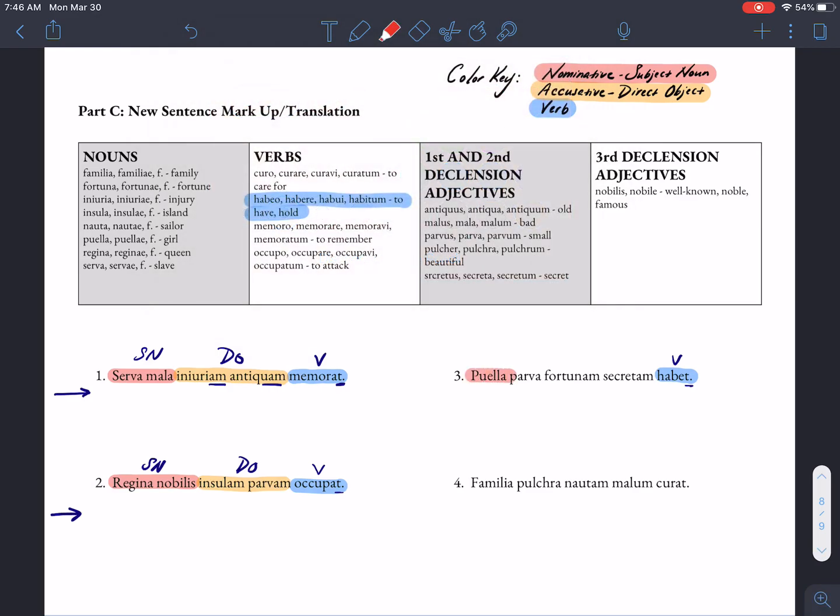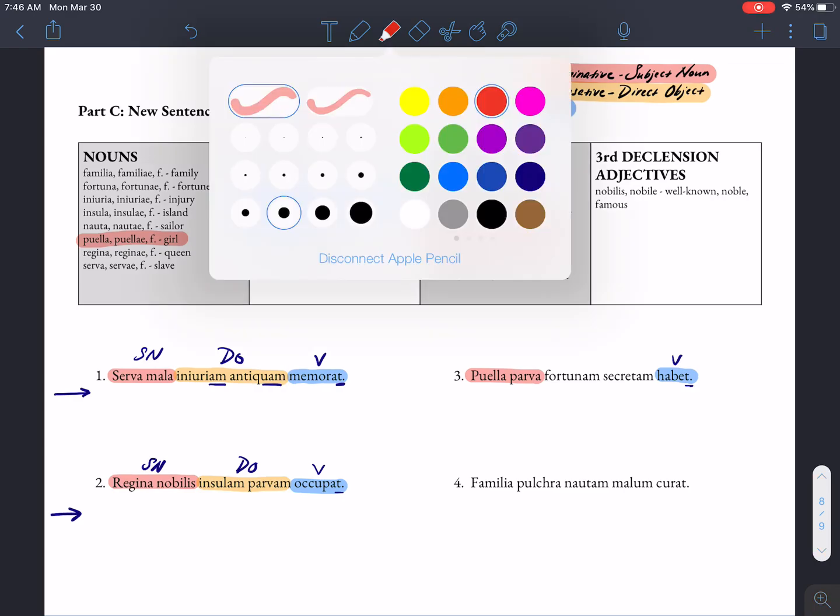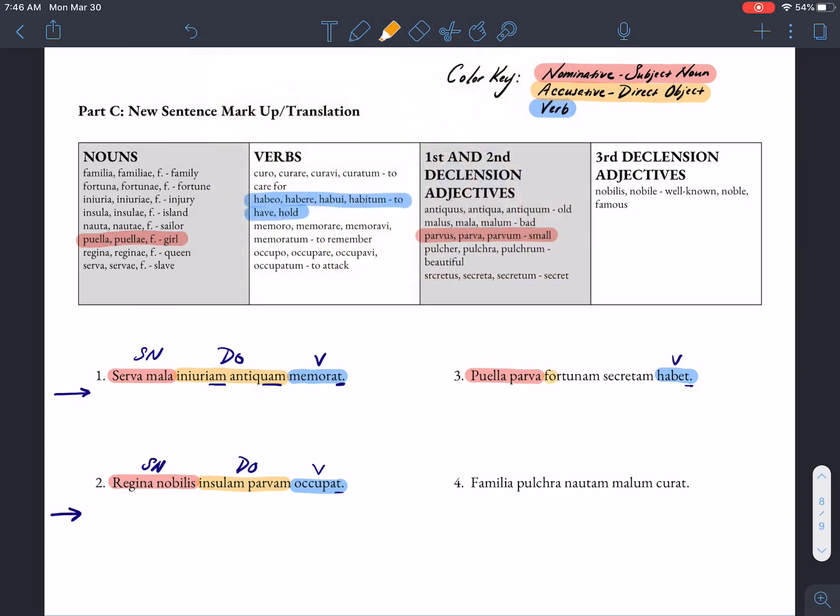It's puella. And look at that, it's right next to parva, too. And they look like they go together, so that's a good bet. All right, and we've also got fortunam secretam, coming from our noun fortuna, fortunae, and a new cool adjective for you, secretus, secreta, secretum. Sorry for the typo right here. Okay, so we've got our markup.